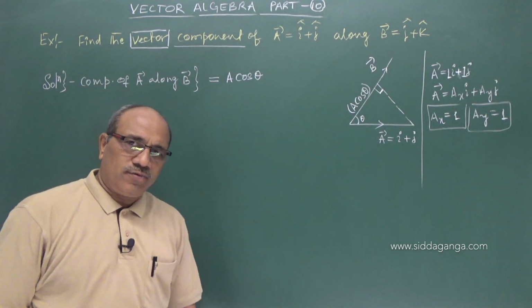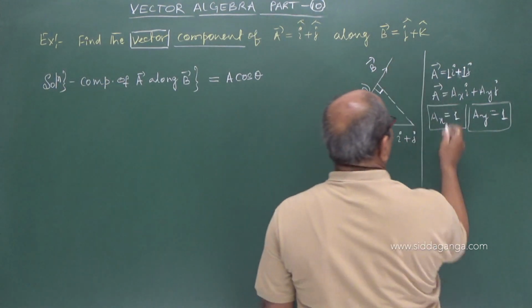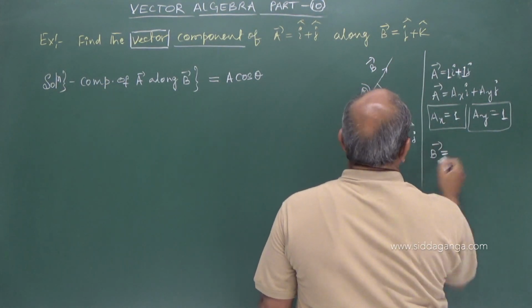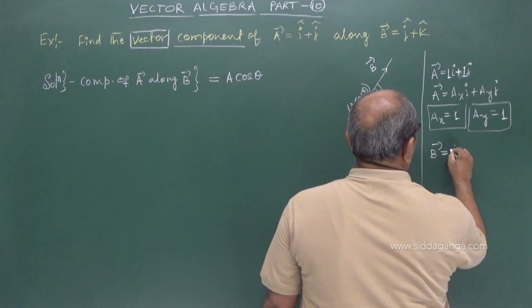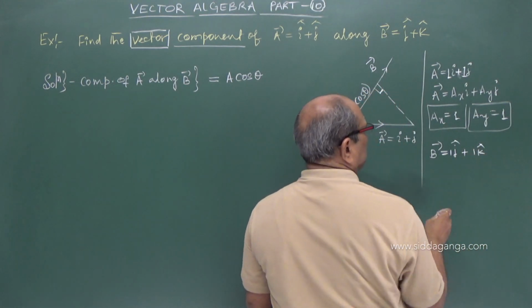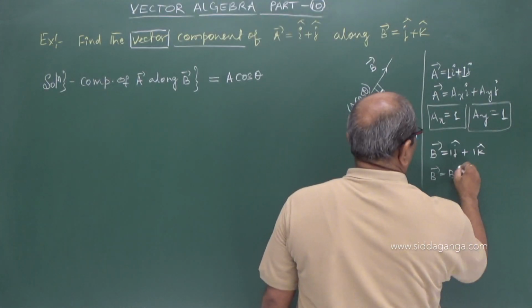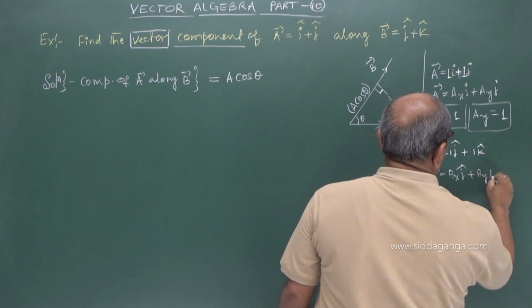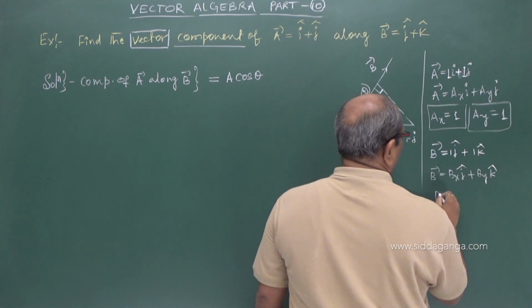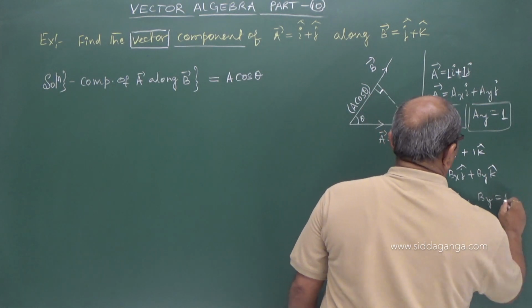AX is 1, AY is 1. Similarly, go for B also, say j plus k, 1 plus 1k. Magnitude of unit vectors is 1. What is B? B is bxj plus byk, where bx is 1 and by is also 1.